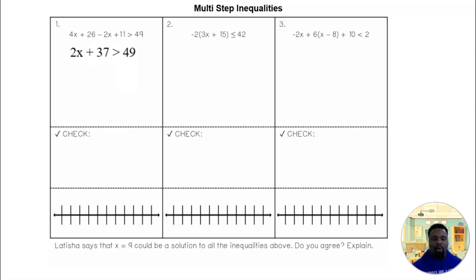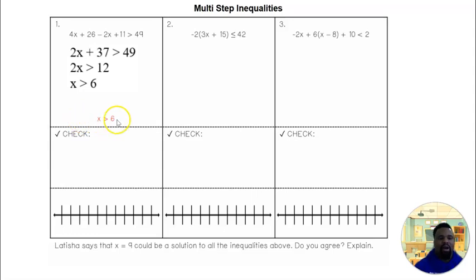Now we got a two-step inequality. We want to move our constant 37 to the other side by doing the inverse, and we want to subtract. So we're going to subtract 37 on both sides. When we do that, 49 minus 37 gives you 12. Now we want to move our coefficient 2 to the other side by doing the inverse operation, and we want to divide. So we divide both sides by 2. And so 12 divided by 2 is 6. So x is greater than 6. So our inequality here will be x is greater than 6.